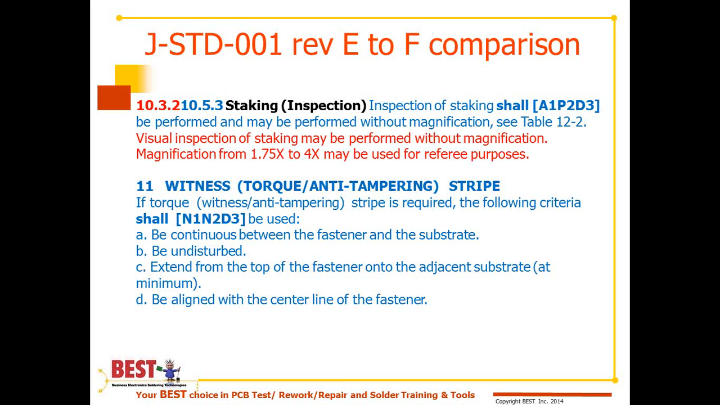Then we've added another section here under Section 11. This is now witness and torque stripes or anti-tamper stripes. It says that if they're required, the following criteria shall be met. And it says that it shall be continuous between the fastener and the substrate. It will be undisturbed, extend from the top of the fastener or the adjacent substrates as a minimum, and be aligned with the center line of the fastener. If we don't follow these, it's a defect for Class 3.